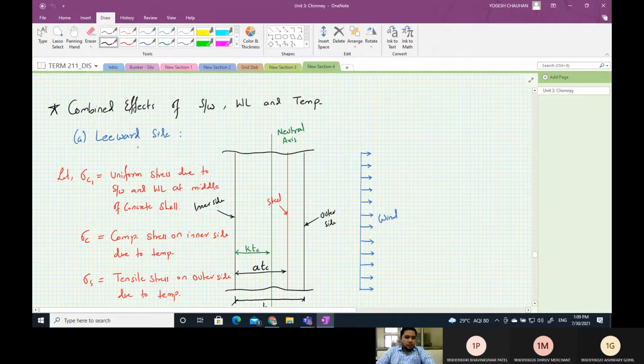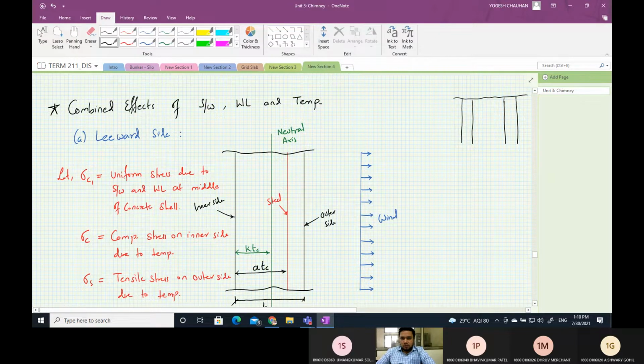The first case we have considered is wind acting on the leeward side. Suppose you have a chimney. Let us consider a straight one. This is the chimney wall on one side and this on the other side. So we are considering some portion of the chimney. Now the wind load is acting.